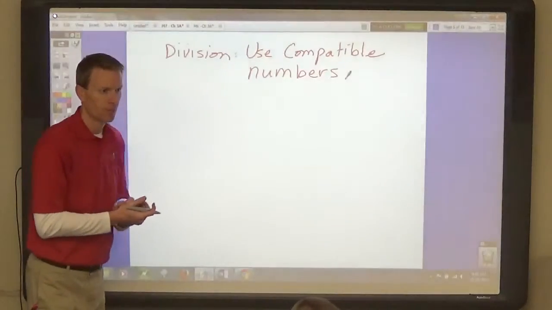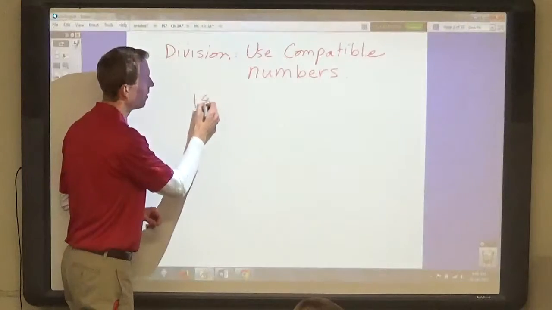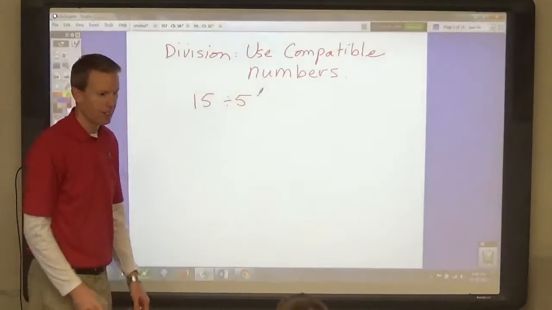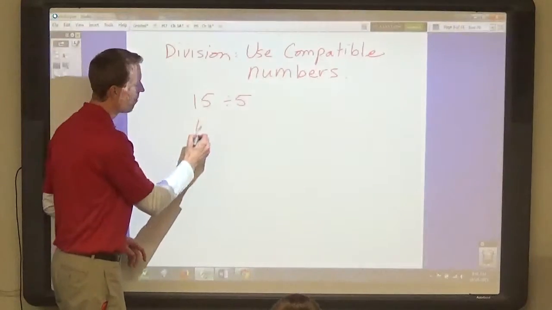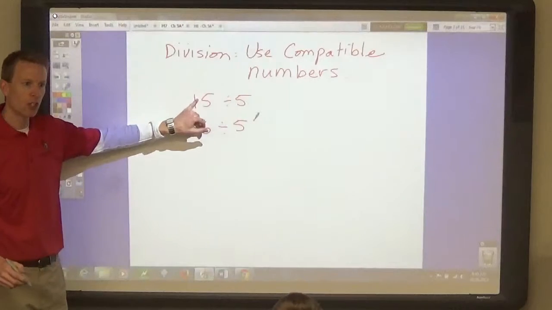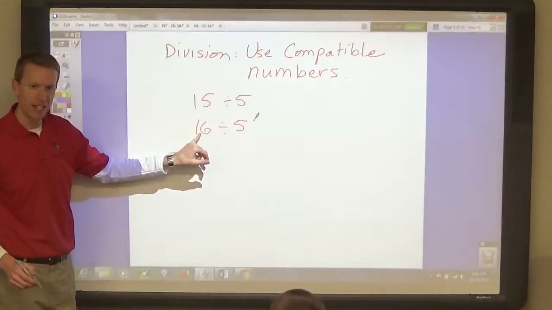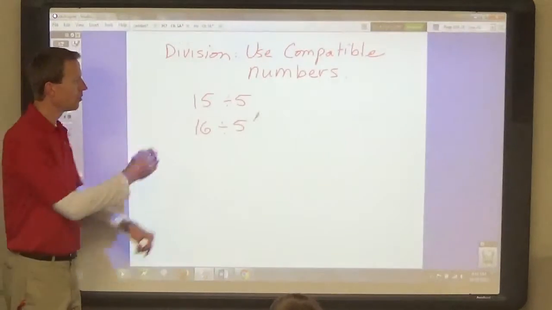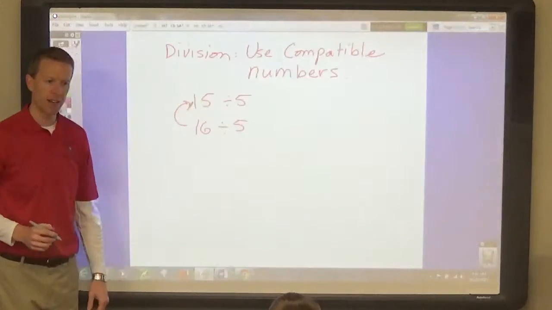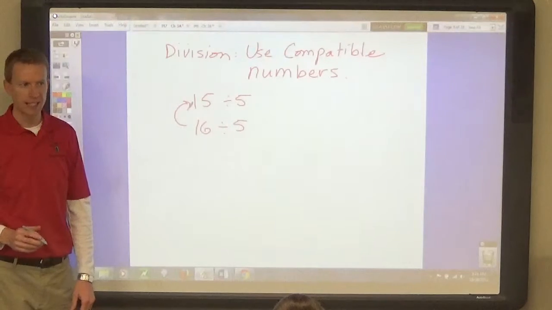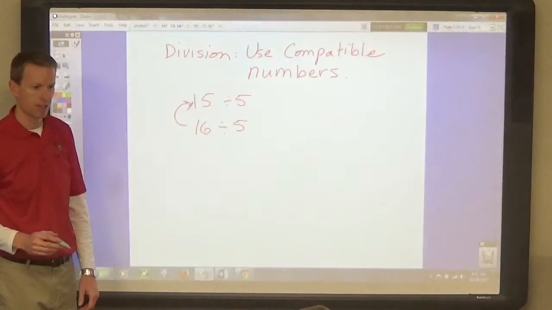Okay? So 15 and 5 are compatible. But 16 and 5 are not compatible. So if you have a number that's close to 16, but you're dividing it by 5, you should round it to 15 instead. Okay? That's what using compatible numbers means.